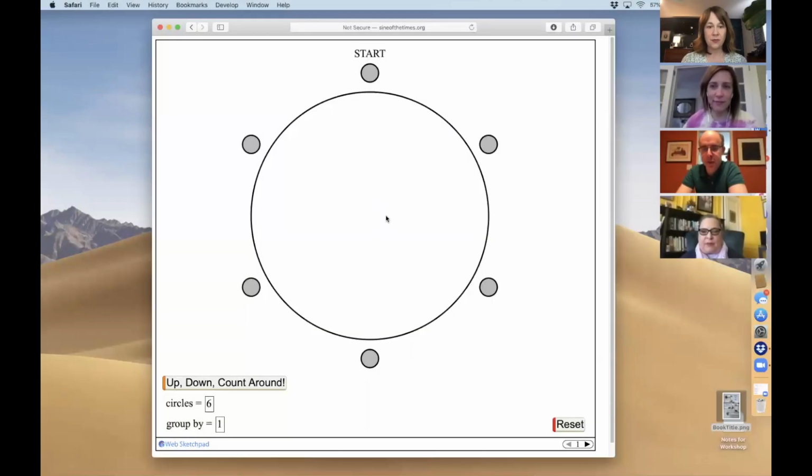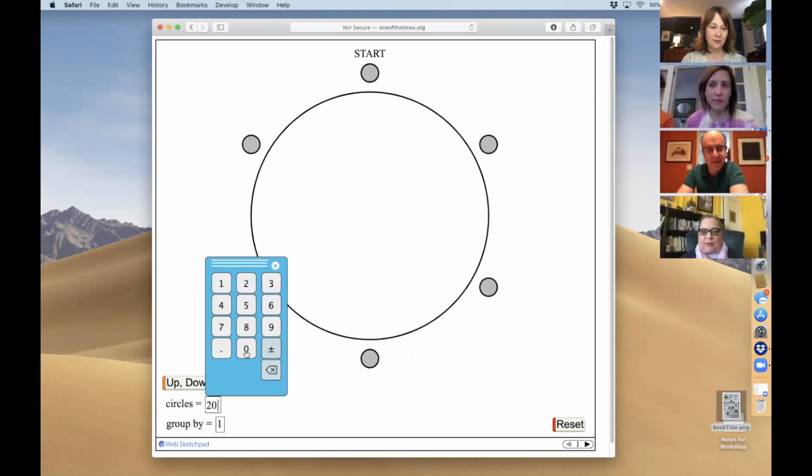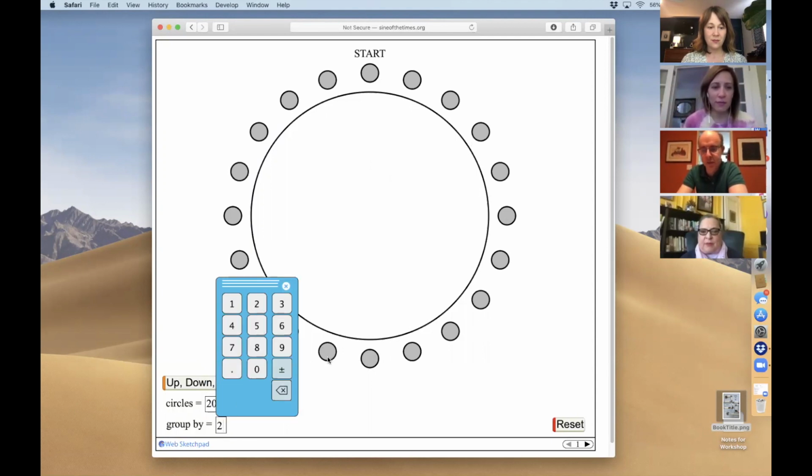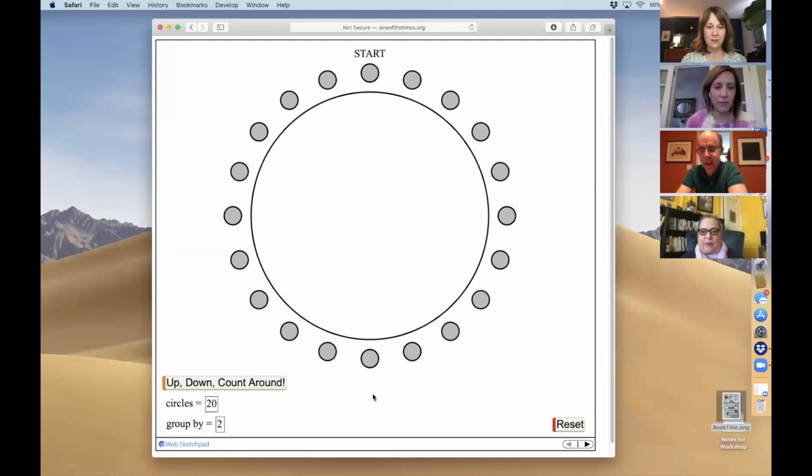So this is our virtual classroom. Each circle represents a child who's sitting in the circle. Jenn has figured out that there are 20 children here today. So let's enter 20. Now we have 20 circles. And Stephanie wants to put everyone in groups of two. So I'll change group by to two. As we say the up, down, count around chant, students standing or sitting will be represented with two colors, red and white. So let's do it.